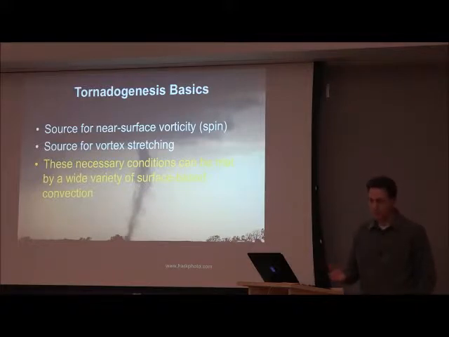Now, this is the scary part if you are an operational meteorologist, or even if you storm chase or anything else. How many different types of surface-based thunderstorms cannot possibly have some sort of low-level spin and updraft stretching? Good luck if you think there's any of them.